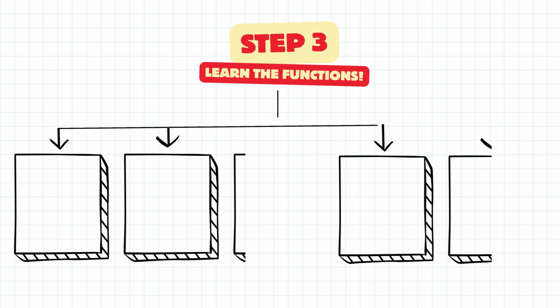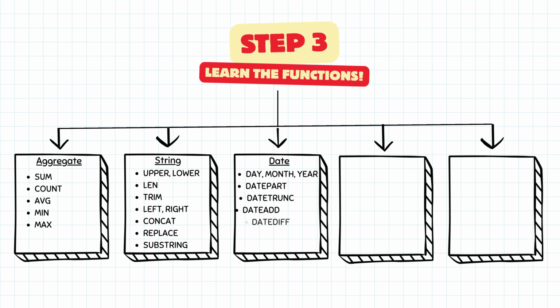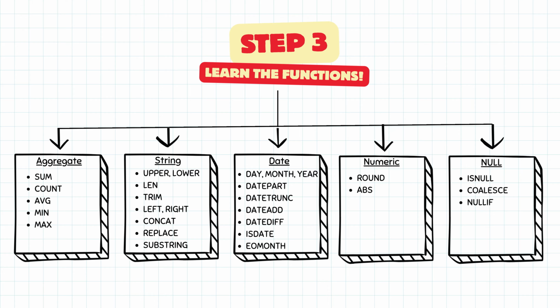Now add functions. Start with aggregates, count, sum, AVG, min, max. Then a few string functions like trim and concat, and basic date functions like datepart or datetrunc. You don't need to memorize all of them. You need to know they exist. Google them one by one and ask AI for a quick practice question on each. 5 minutes per function, then move on.